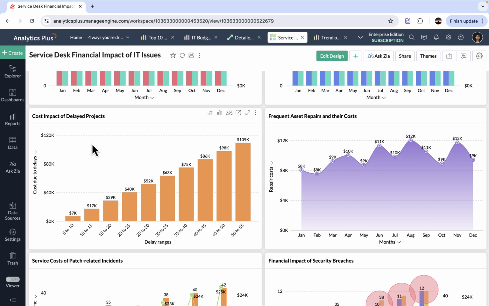The cost impact of delayed project analysis goes a long way in this regard. By assigning an arbitrary dollar value to each day of delay, you can quickly uncover the impact inefficient project implementations have on your budget. This analysis categorizes the number of days delayed into ranges and calculates the compounding budget wastage due to sustained project delays.